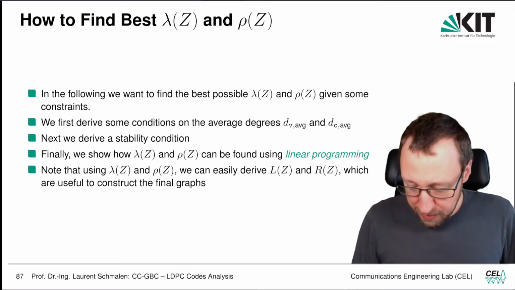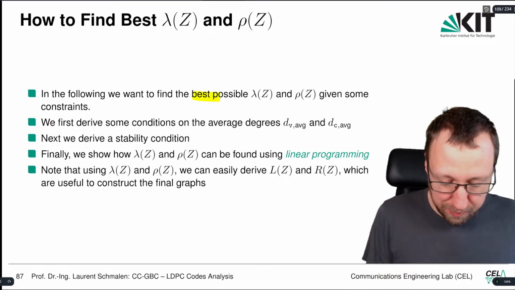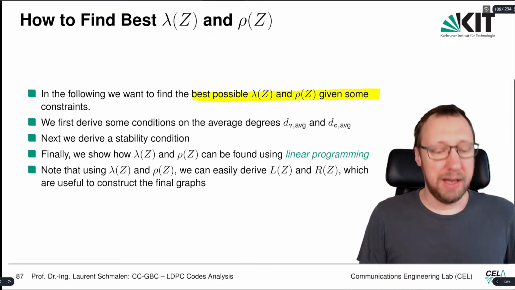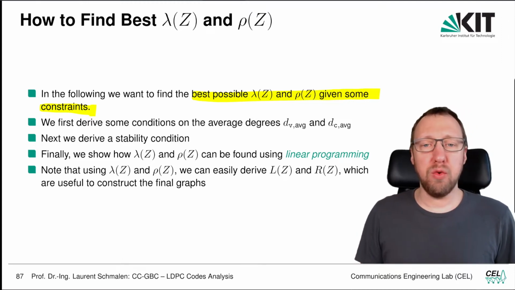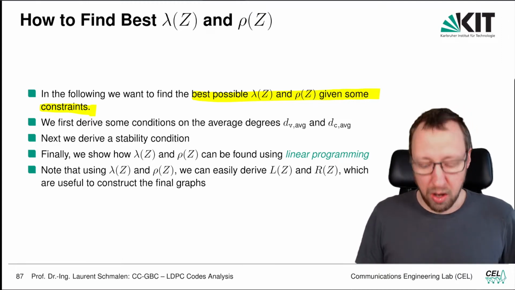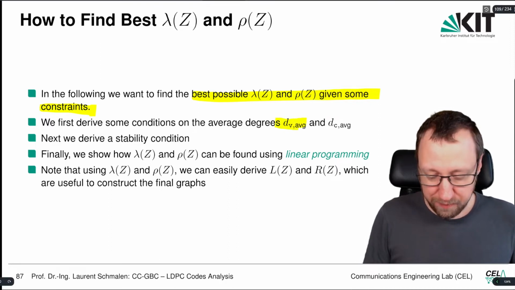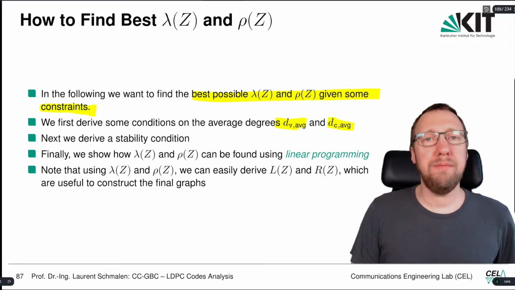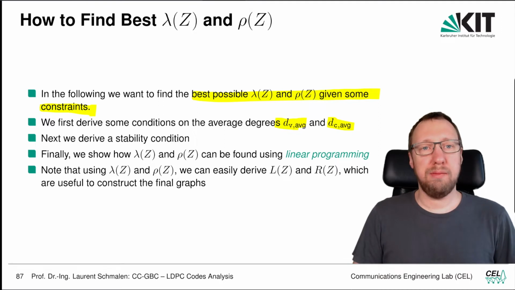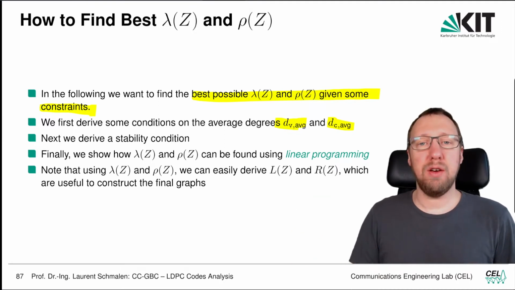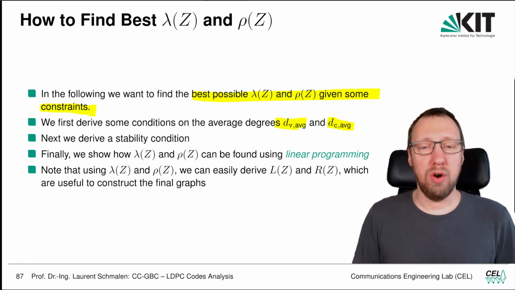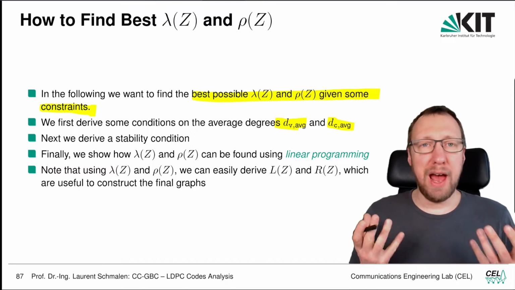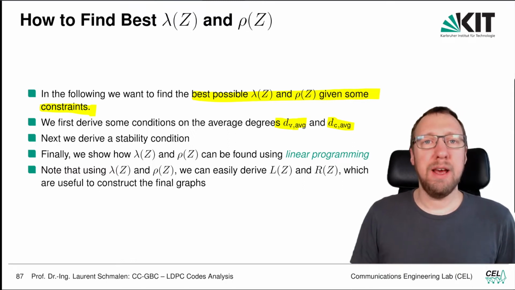So the goal is to find the best possible lambda offset and rho offset, given of course some constraints. The first thing we do is we find a condition on the average variable node degree and the average check node degree. Afterwards, we show a stability condition. Then in the next video, we will show how we can use linear programming to find the best lambda offset and rho offset.